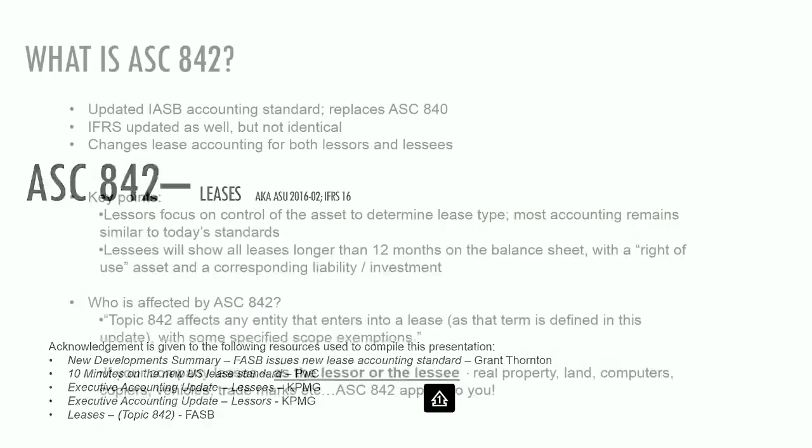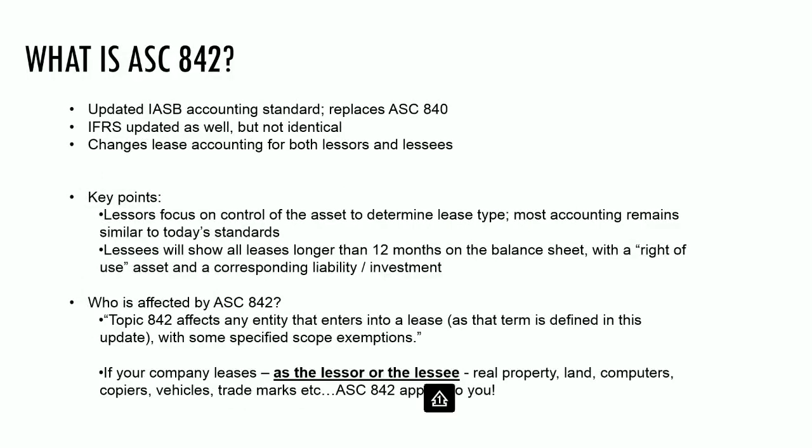They break it down into language that's understandable for the average layman as well as for the accountants they're listing as well. So ASC 842 is also known as ASU 2016-02. On the international side, it is IFRS 16. And what it is, is an updated accounting standard. It's replacing the existing lease standard, which is ASC 840.